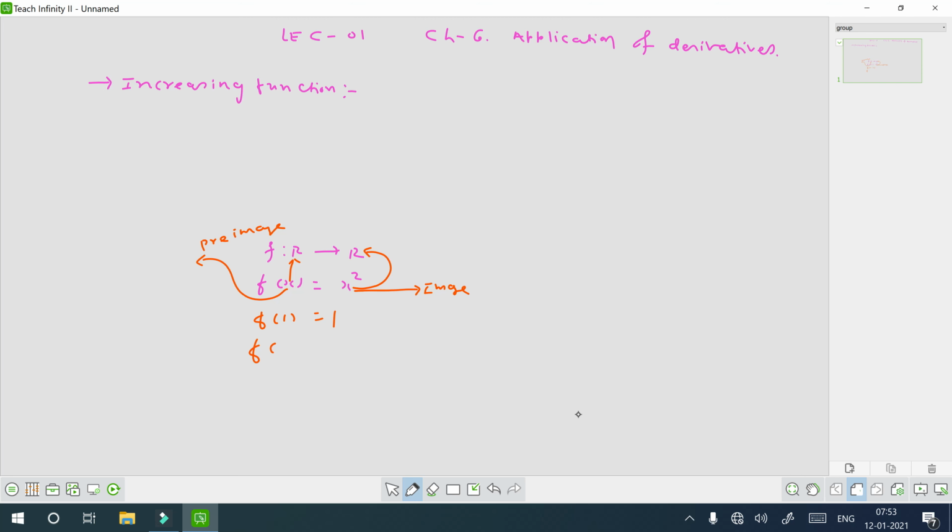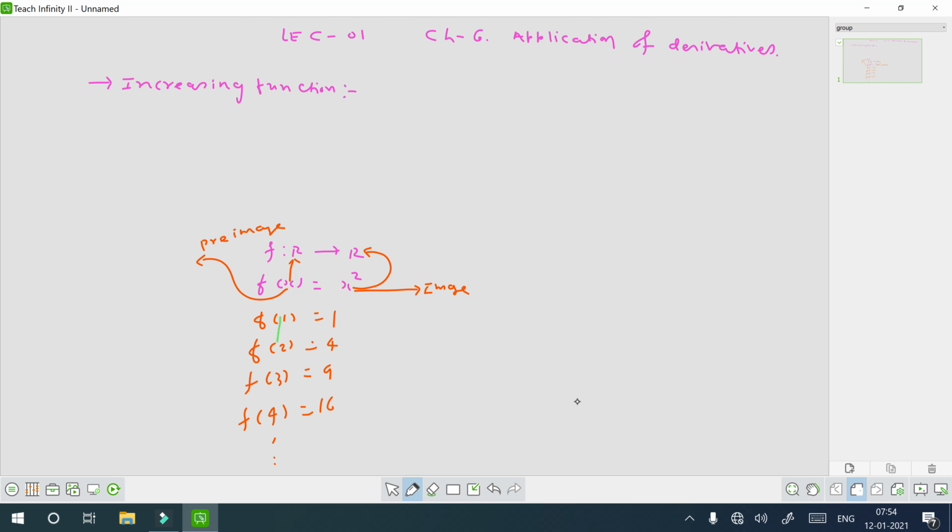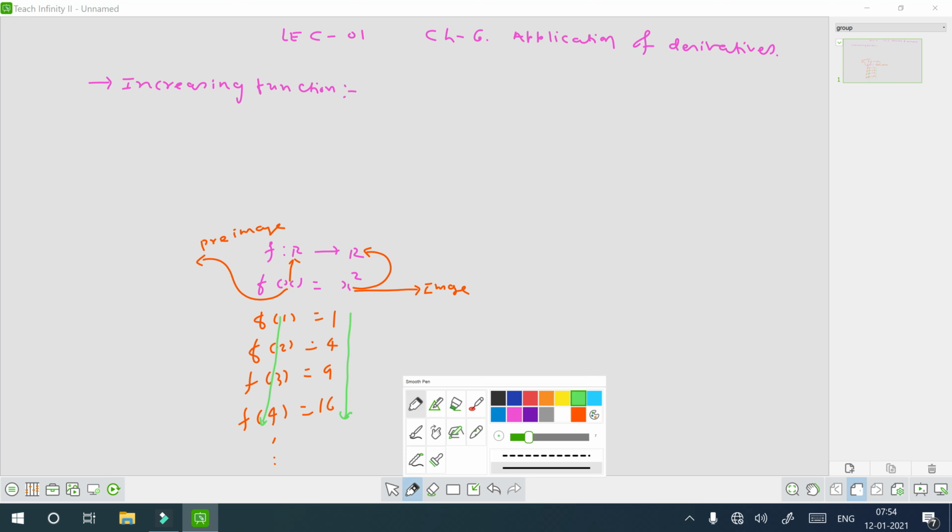Now see, what is f of 1? 1, f of 2, 4, f of 3, 9, f of 4, 16, likewise. Now see here, these pre-images increase 1, 2, 3, 4. At that time images also increase. Whenever pre-images increase, at that time images also increase, then that function is called increasing function. But that is in word form. How to write it in notation form?